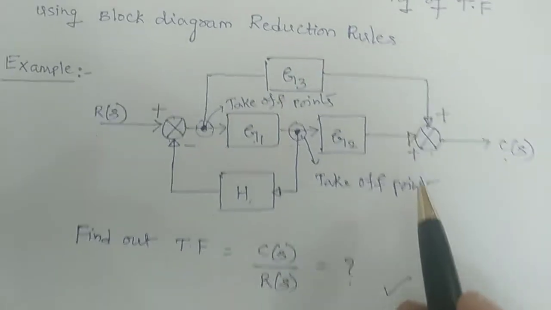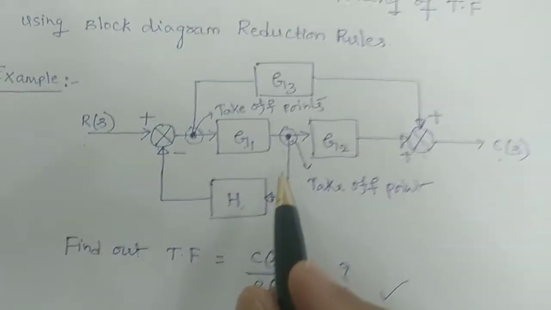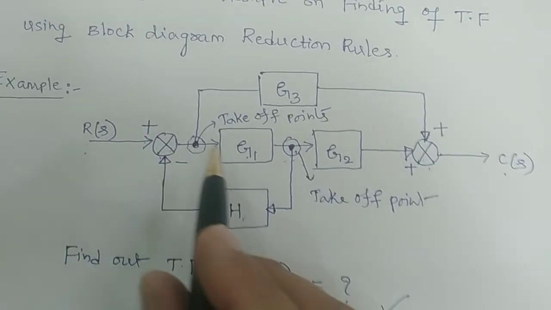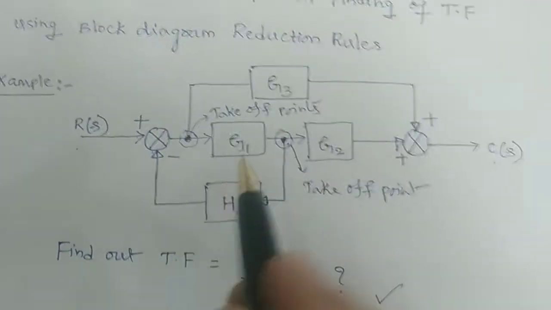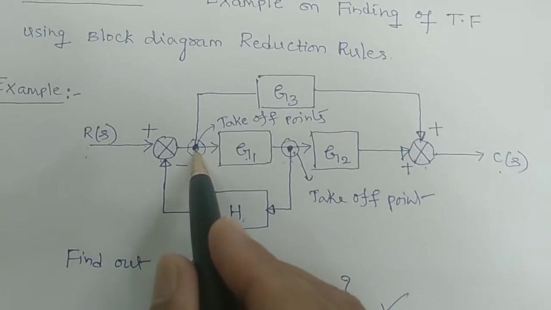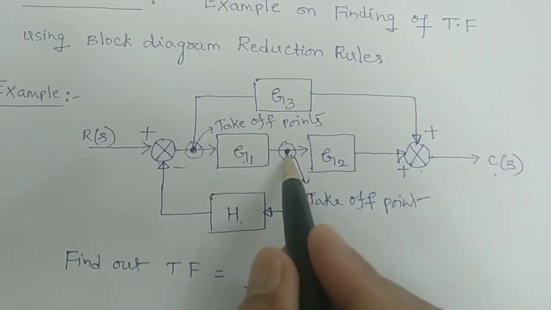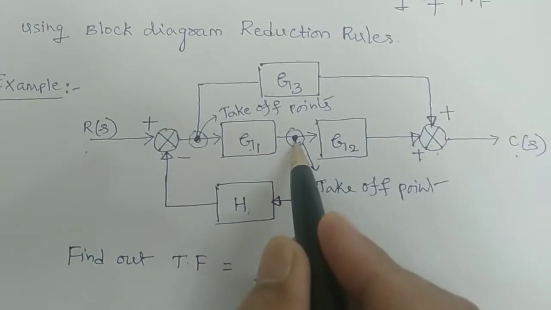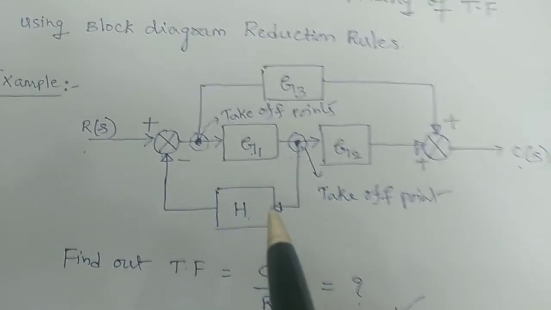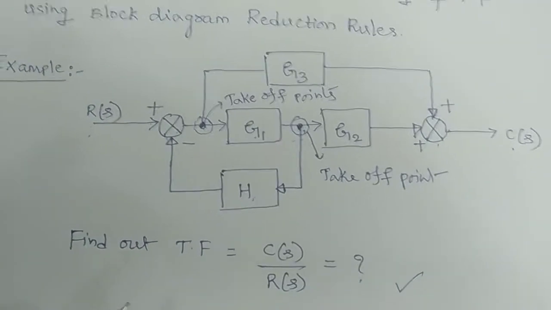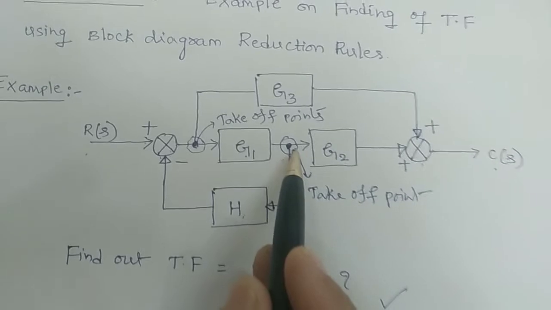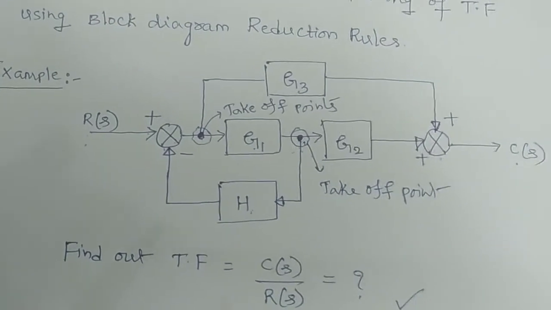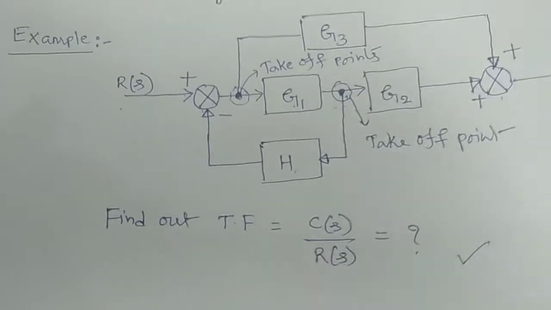Always keep in mind whether there is any possibility of having this type of loop. If you have such points in between, they should be shifted to either before the block or after the block. In this case, in step 1, I am going to shift this takeoff point after the block. That is what I am going to do in step number 1. Now if you see step number 1, I will write it for you.